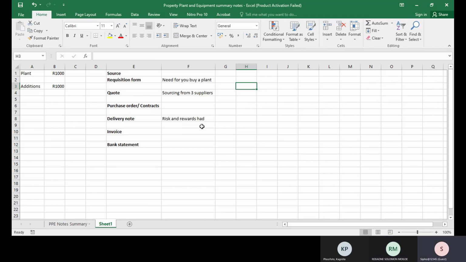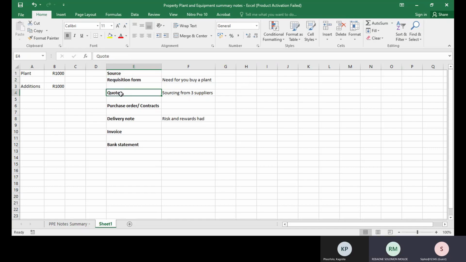You're going to select a sample of items for additions. Then you're going to request support documents for those items. Then what are you going to do with those source documents? You're going to inspect the requisition form to confirm that the requisition was actually approved by the relevant official or the manager, right?